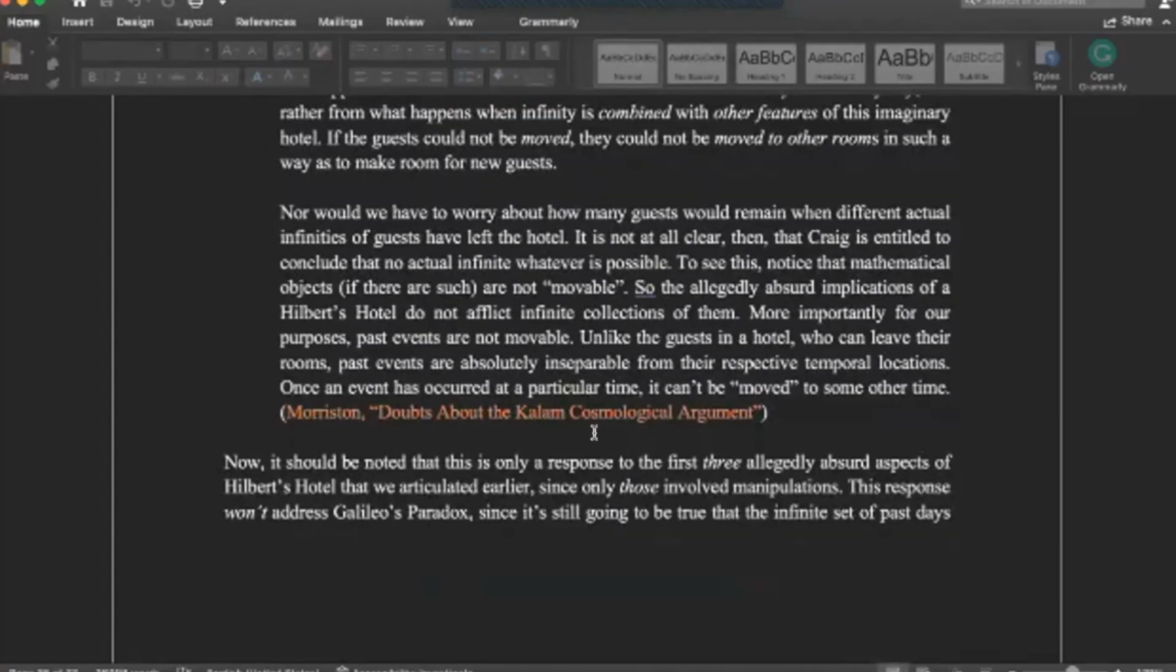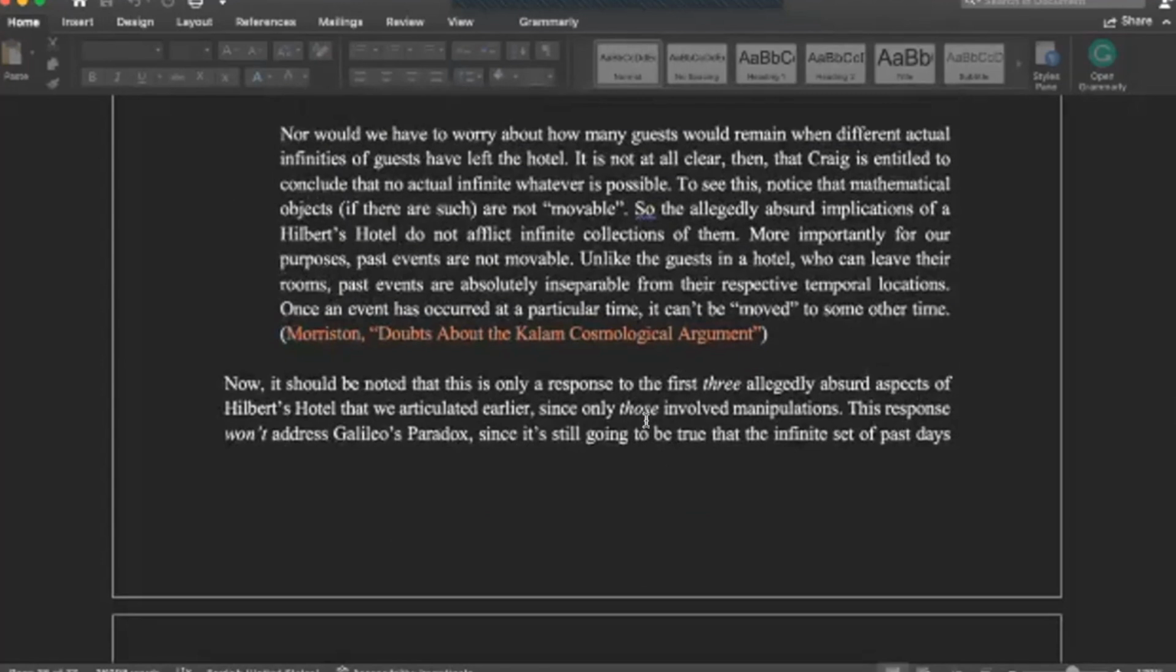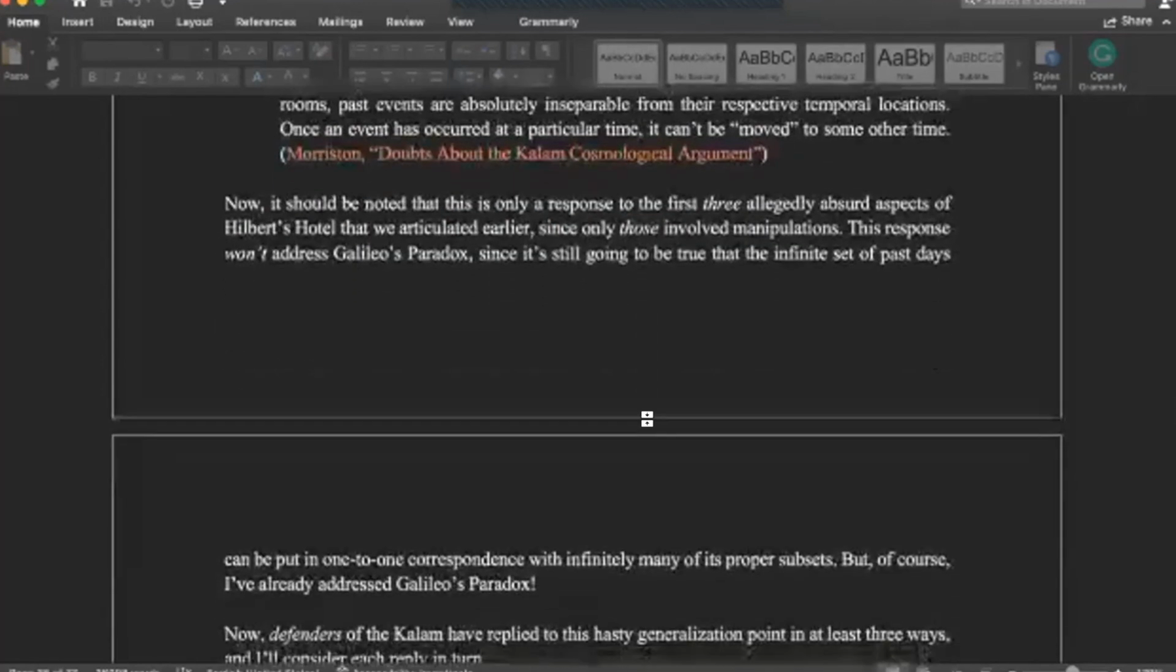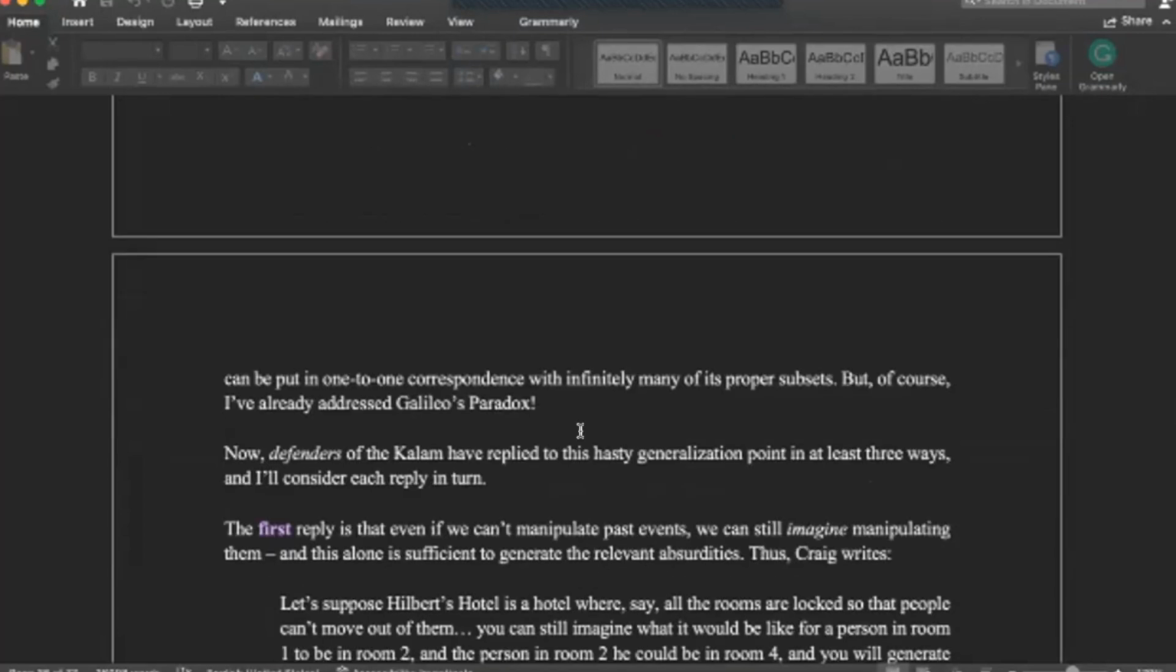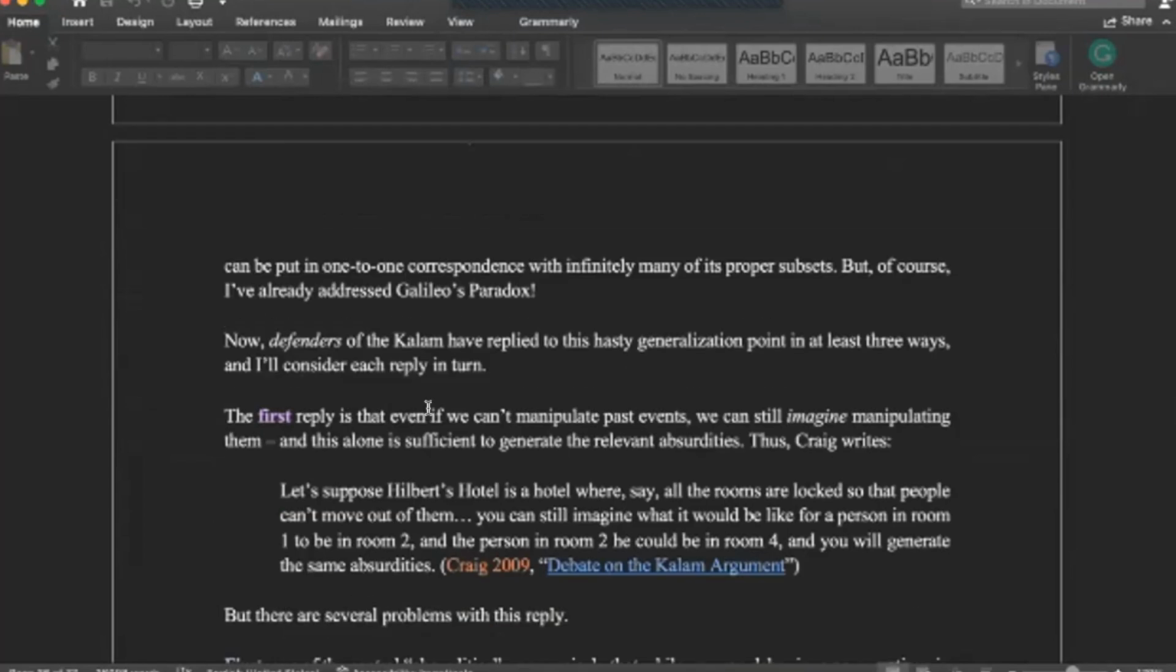Now, it should be noted that this is only a response to the first three allegedly absurd aspects of Hilbert's hotel that we articulated earlier, since only those involved manipulations. This response won't address Galileo's paradox, since it's still going to be true that the infinite set of past days can be put in one-to-one correspondence with infinitely many of its proper subsets. But, of course, I've already addressed Galileo's paradox, and it utterly fails, so let's just continue. Now, defenders of the Kalam have replied to this hasty generalization point in at least three ways, and I'll consider each reply in turn.